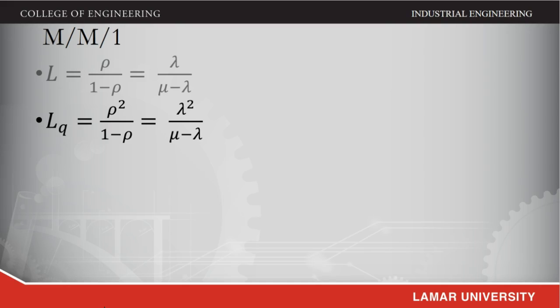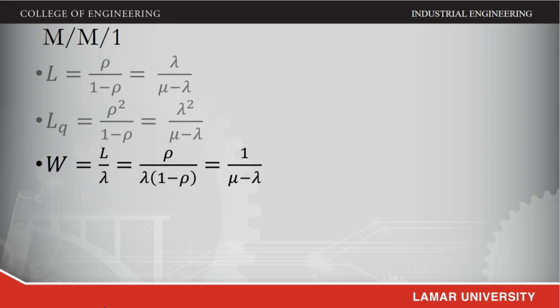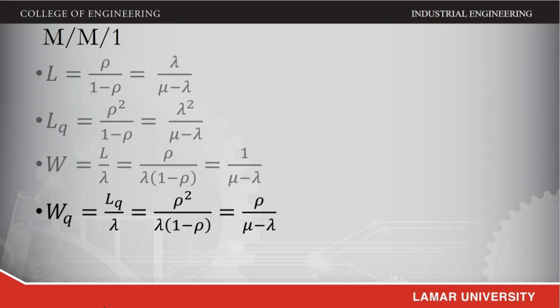Similarly, we can compute the number of clients waiting in line as rho squared divided by 1 minus rho, or lambda squared divided by mu minus lambda. Due to Little's law, we can easily compute the waiting time as L divided by lambda, and the formula can be expressed also as rho divided by lambda times 1 minus rho, or the reciprocal of mu minus lambda. The waiting time in queue can be computed as the number of people in queue divided by lambda, or rho squared divided by lambda times 1 minus rho, or rho divided by mu minus lambda.